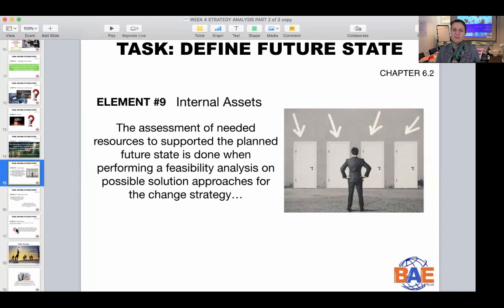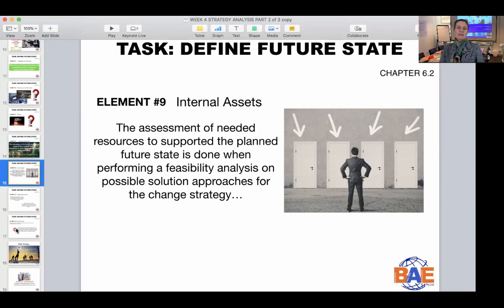Element 9 is around internal assets. So the assessment of needed resources to support the planned future state is done when performing a feasibility analysis on possible solution approaches for the change strategy. So this is all about, like we said in some of our previous videos around internal assets, understanding what's the future state we're hoping to get to and what are the different considerations or options we're considering for how we could potentially change to get to that future state.